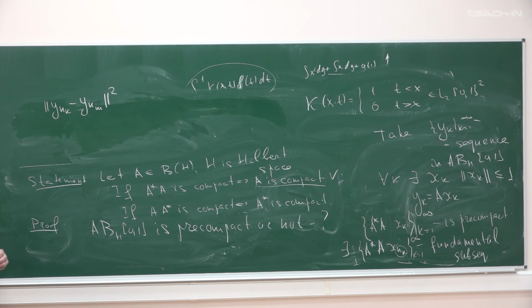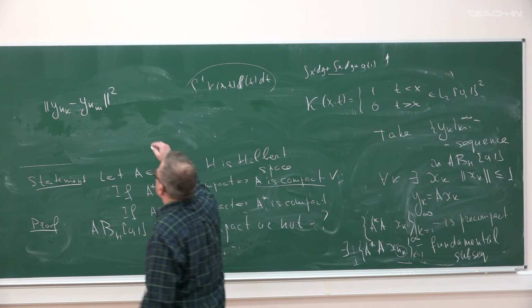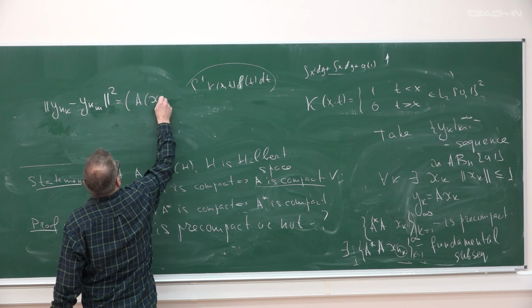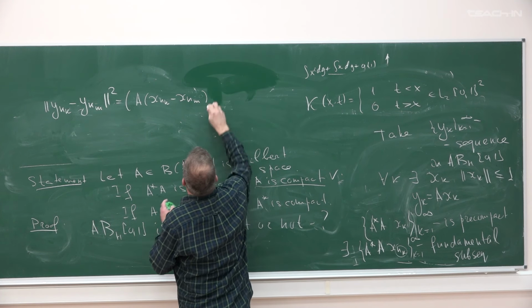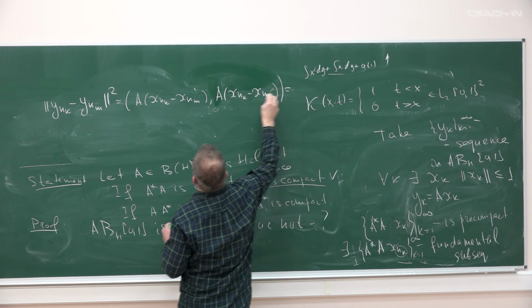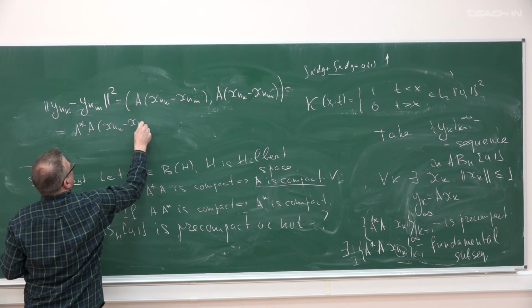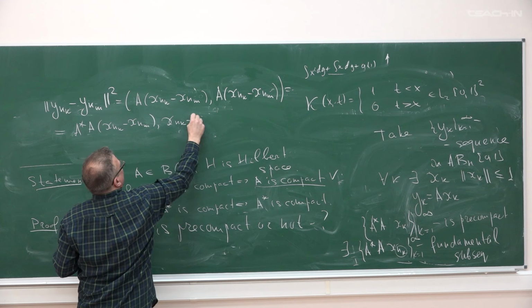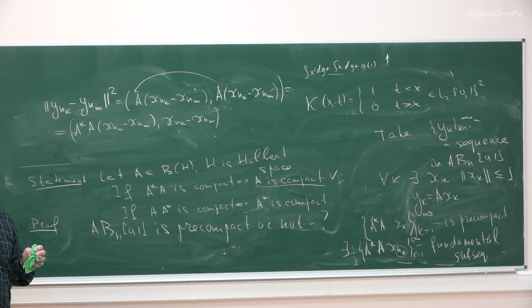I write square. I write square because the square of the norm we can rewrite in the form of a scalar product without any square roots. I put these operators here by the definition of the adjoint operator. Then use the Cauchy-Bunyakovsky inequality.